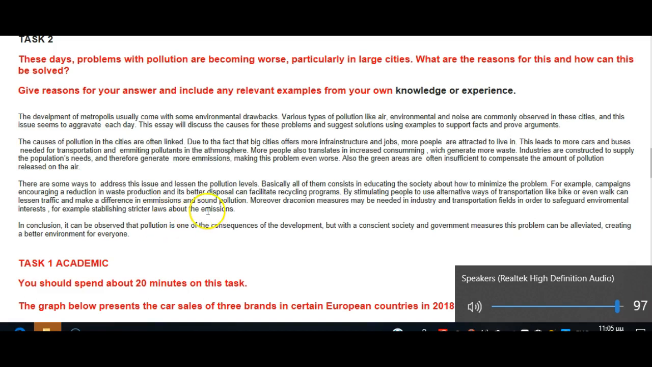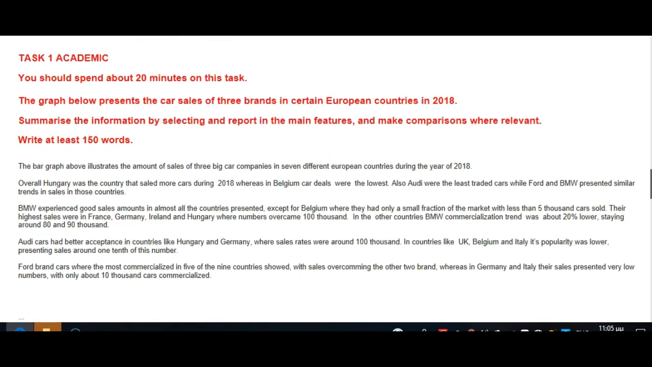Here you spelled emissions right. Look. In conclusion, it can be observed that pollution is one of the consequences of development, no the, but with a conscious, spelled wrong again, society and government measures, this problem can be alleviated, creating a better environment for everyone. Flavia, it's lovely. It's very nice. Unfortunately, the spelling is what's creating a problem for you here, okay?